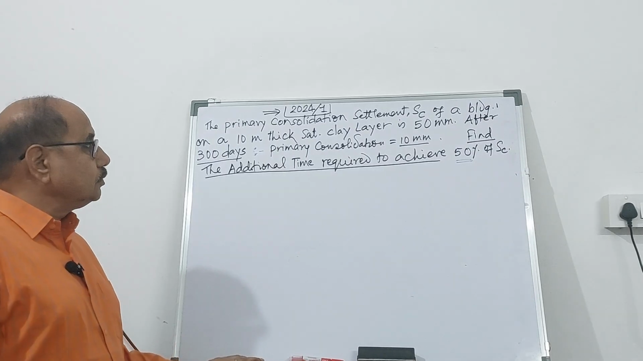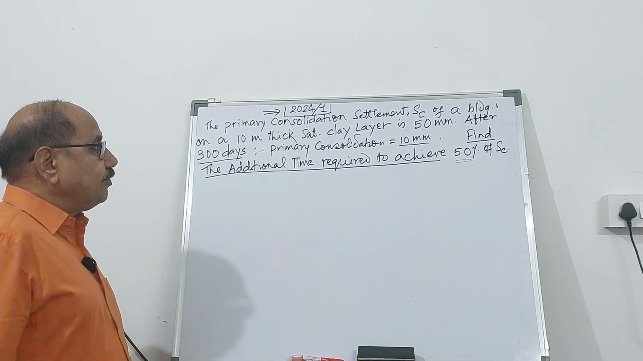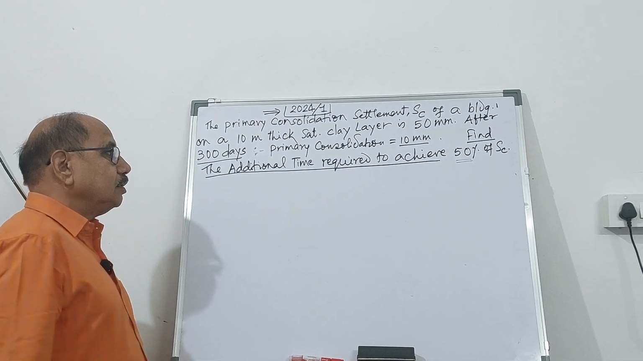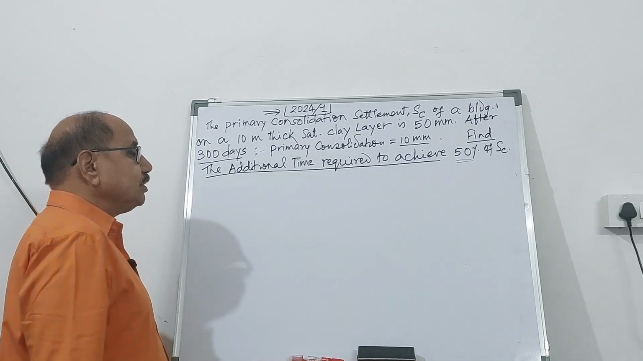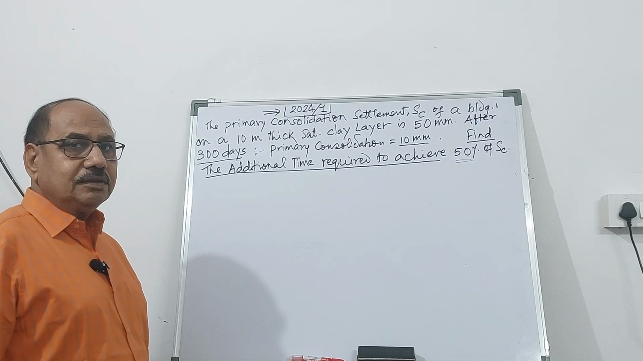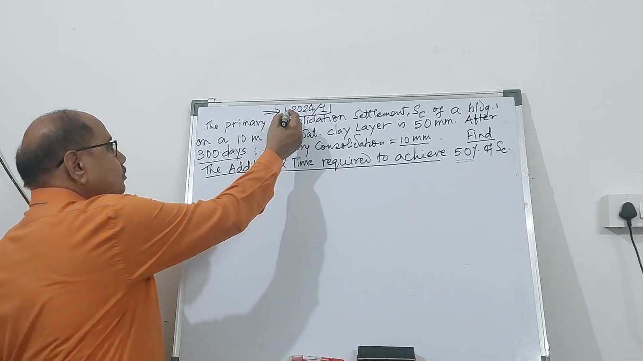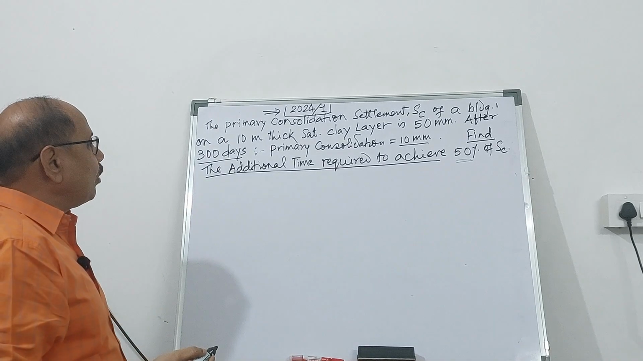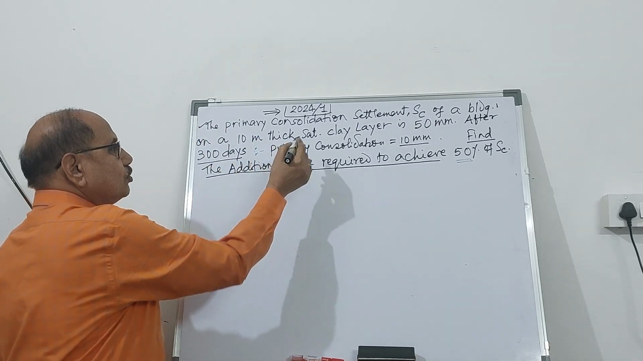Hello, friends. Today we are going to have a new chapter, that is the consolidation settlement. The chapter is related to consolidation settlement, and this is the GATE problem of 2024 Set 1.